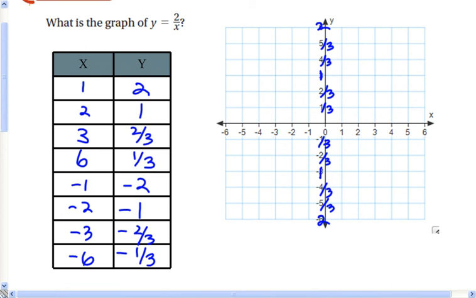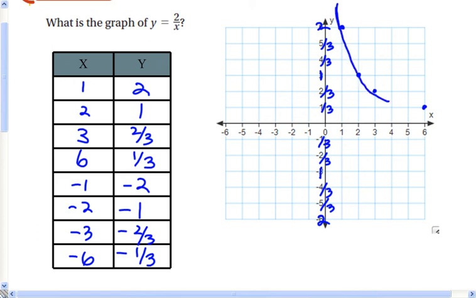All right. And if I graph that at 1, I'm up here at 2. At 2, I'm at 1. At 3, I'm at 2 thirds. And at 6, I'm at 1 third. And this will actually curve.